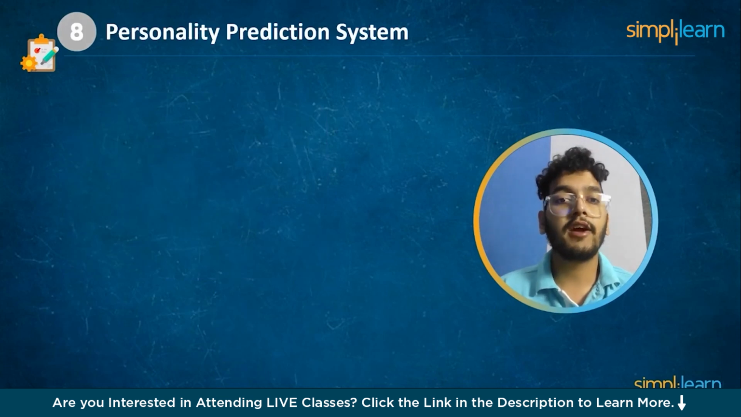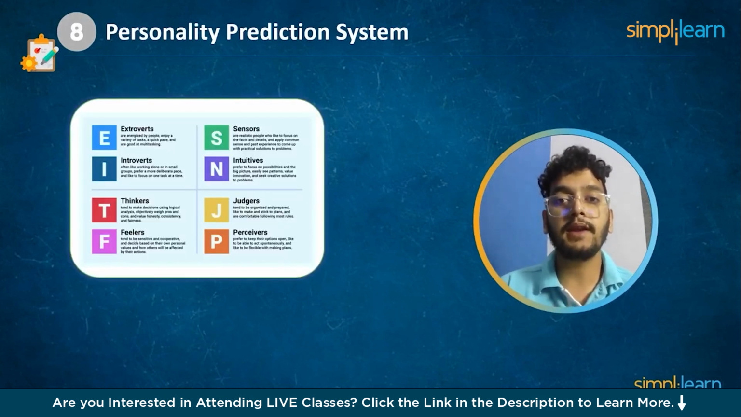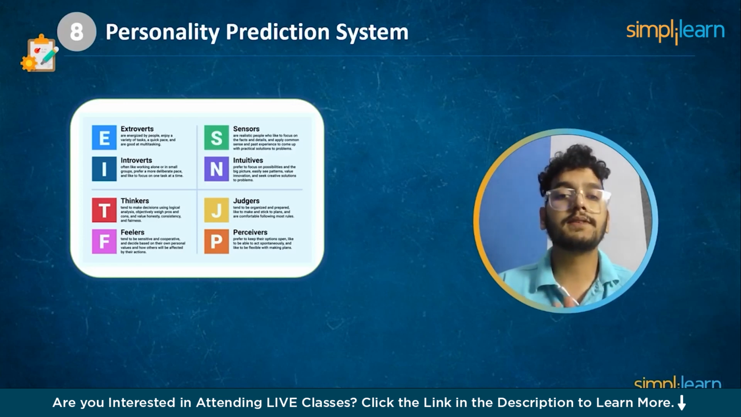At number 8, we have a personality prediction system. The idea is based on determining an individual's personality using machine learning techniques. A person's personality influences both their personal and professional life. Nowadays, many companies are shortlisting applicants based on their personality, which increases job efficiency because the person is working on what he is good at rather than what he is compelled to do.